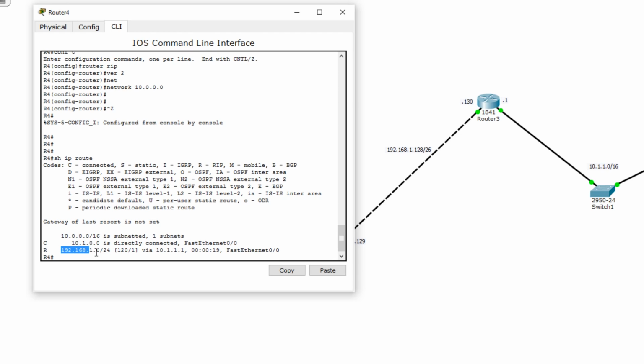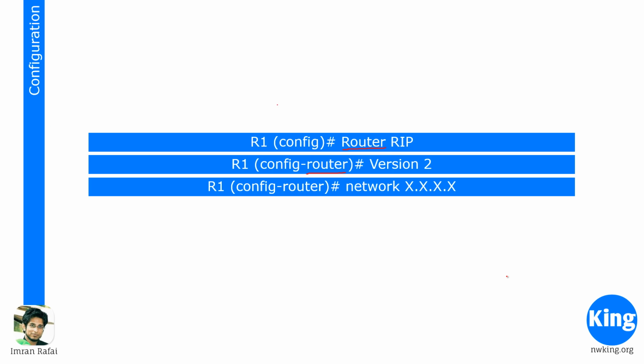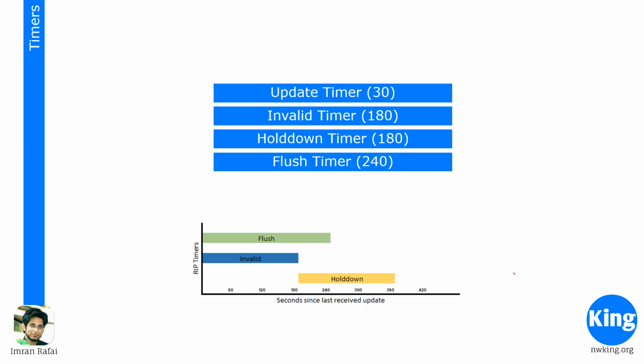There is a problem here. If you see, it says 192.168.1.0/24. We'll come back to it. It is an auto summarization problem. I will tell you what that is. Next, let's look at the timers.